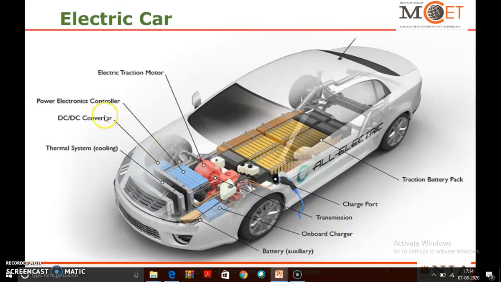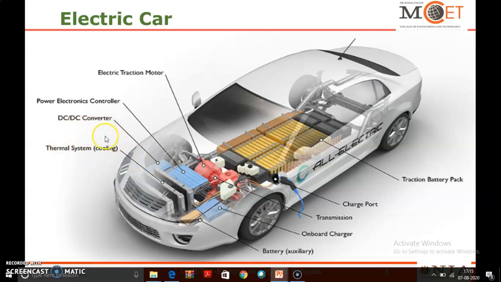Next is the DC to DC converter module, which is used to convert the fixed DC to variable DC to power up the peripheral devices of the electric vehicle, like the audio system, the headlight system of the electric car and all other peripheral devices of the electric vehicle.